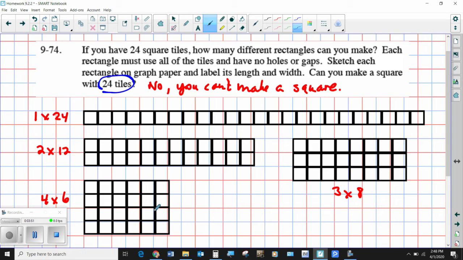If you had 25, you could, because 25 is a perfect square. You'd have a 5 by 5 rectangle, basically. But with 24, there's no way to get the side lengths perfectly equal. I suppose there would be a way if you could take fractions of these unit squares, but no, we're not doing that. So we're just dealing with integers or whole numbers, and so no, cannot make a perfect square out of those.